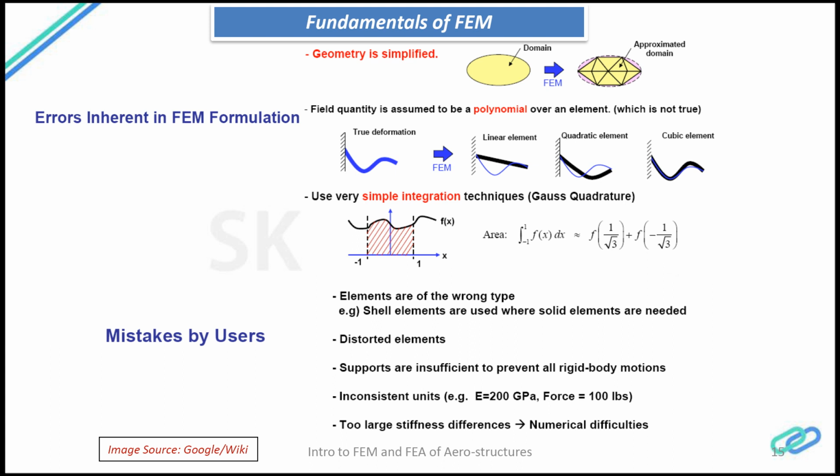And a few other mistakes made by users: one has been already discussed, which is the wrong selection of elements. Then there are distorted elements. While meshing, they don't mesh properly, and the boundary of the structure is not captured accurately. If you see, there is a gap between the boundary and the mesh, it's not accurately captured. And the elements are completely skewed, completely distorted.